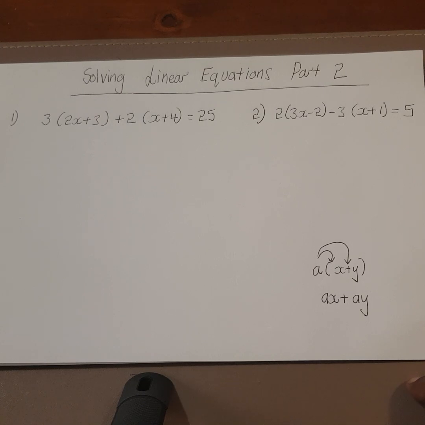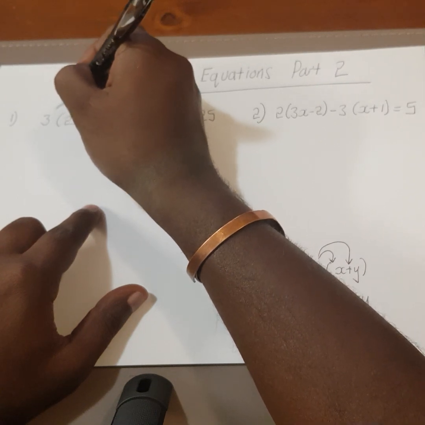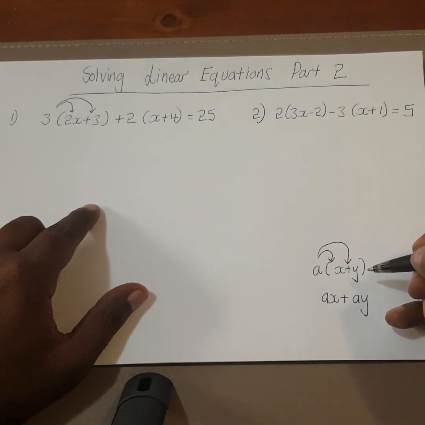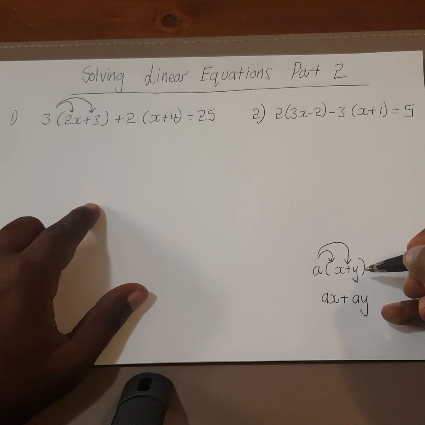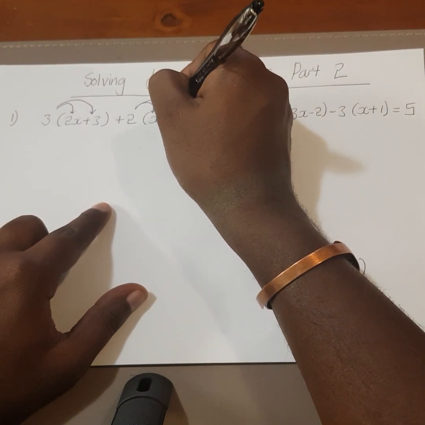All right, so what do we do when we expand? We get rid of the bracket. So what I'll do here is I'll go 3 times 2x and 3 times 3. The arrows are indicating what I need to multiply. And then we do this bit here, 2 times x and 2 times 4.